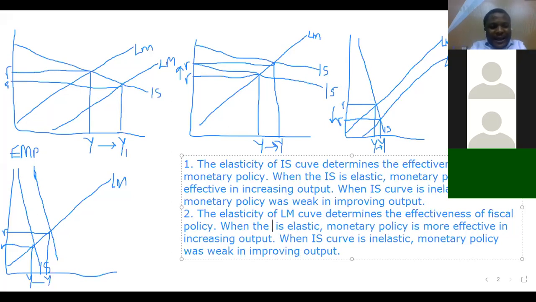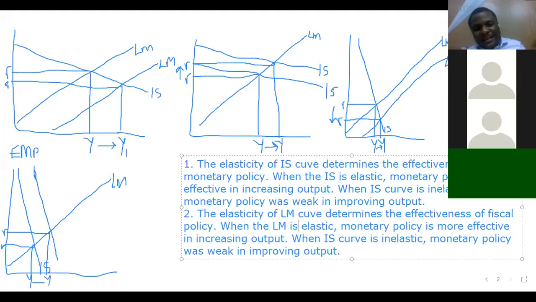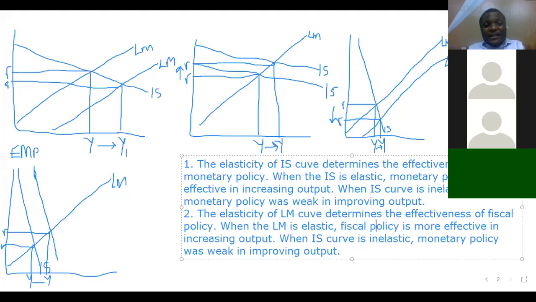Fiscal policy. Again, from there, you can see when LM is elastic, okay? It's elastic. Remember, when LM is elastic, it is flat. It means that fiscal policy is more effective in increasing output once LM is flat, is elastic. But when the LM curve is inelastic, what happens? Fiscal policy will be weak in improving what? Output.